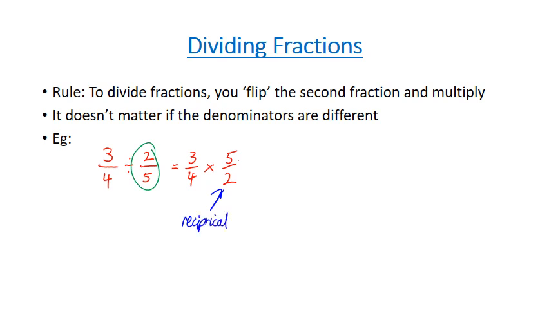Reciprocal, that might be an O. So essentially we're flipping a fraction. And now you can see that what happened was it caused the divide sign to become a multiply, and we know that we just multiply straight across. So this gives us 3 times 5 over 4 times 2, which is 15 over 8. You can leave it as an improper fraction, or you can write it as 1 7/8.